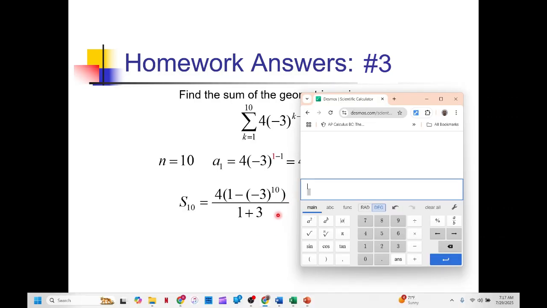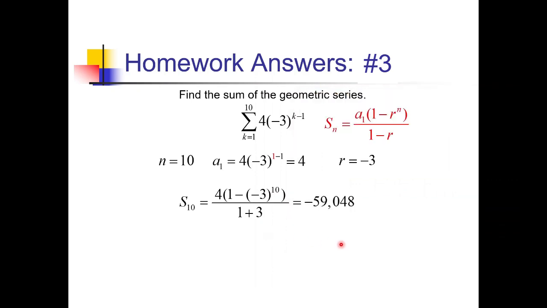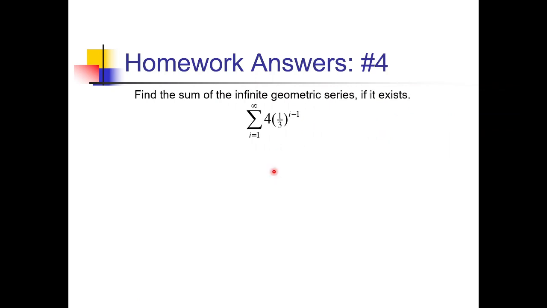Let me make a fraction. On the top we have 4, and then we have 1 minus parentheses negative 3, raised to an exponent of 10. And let's close the upper parentheses. Down below now we've got 1 plus 3, and that all gives us a grand total of negative 59,048.